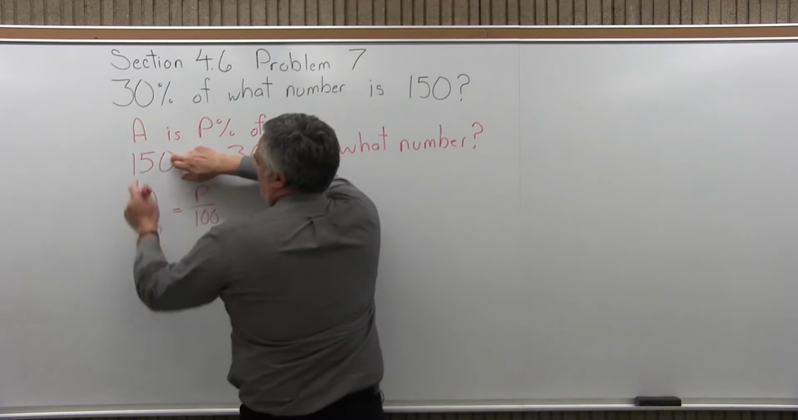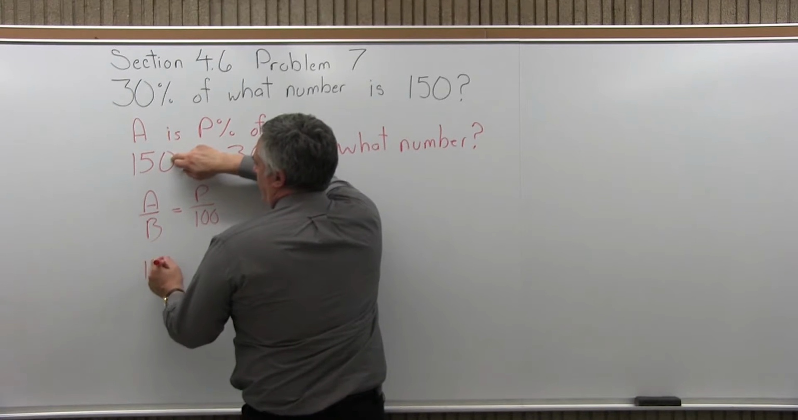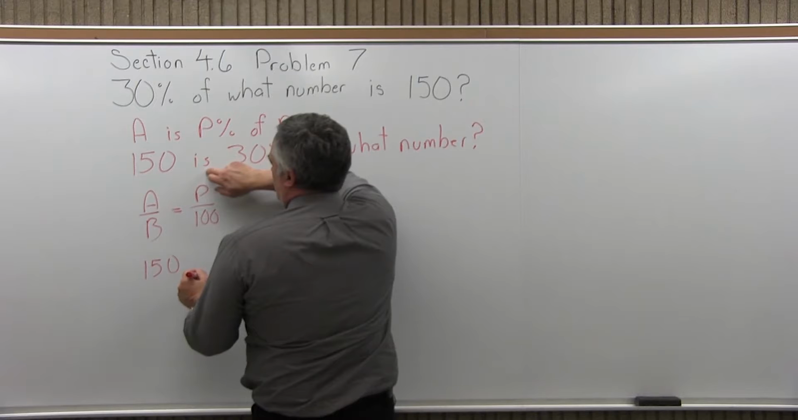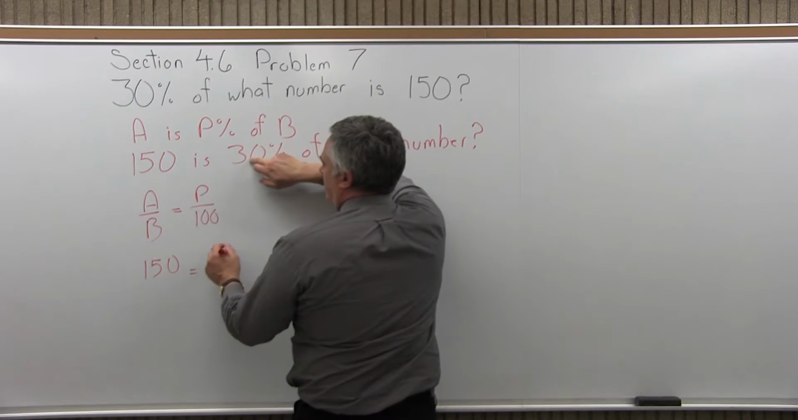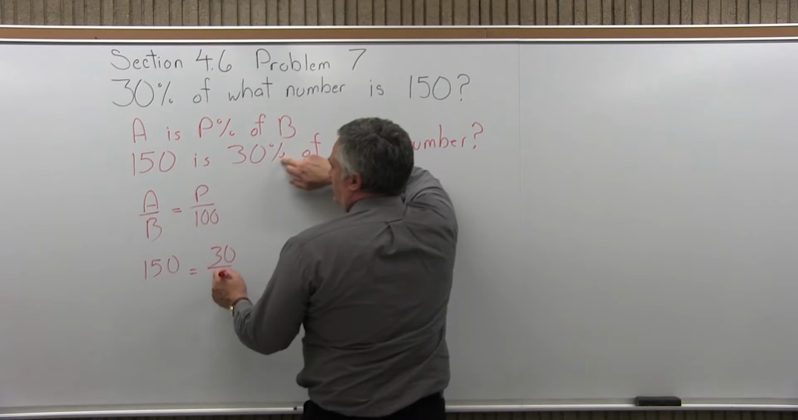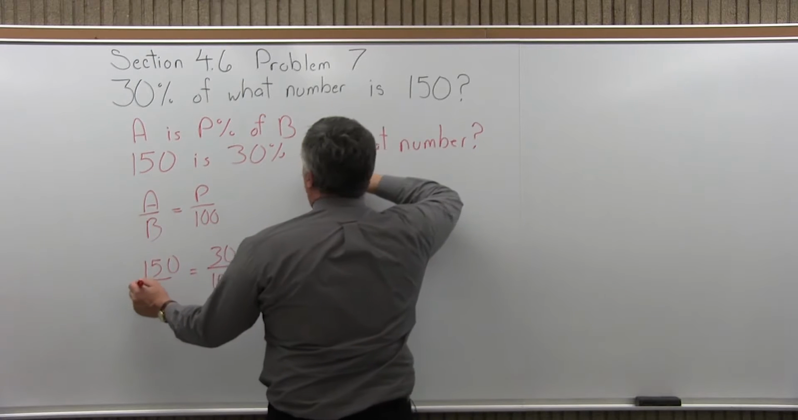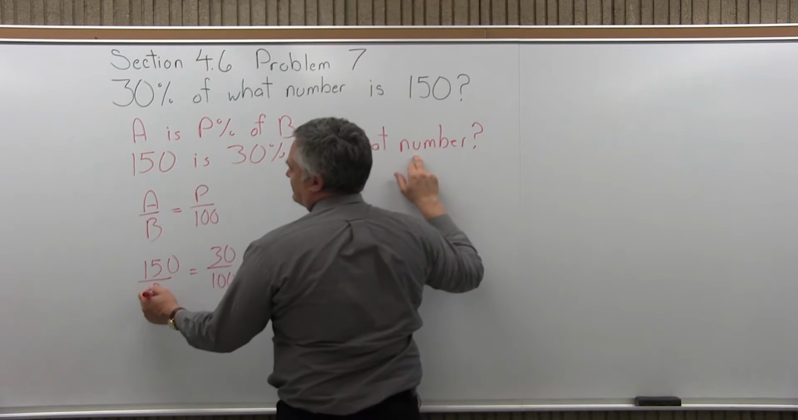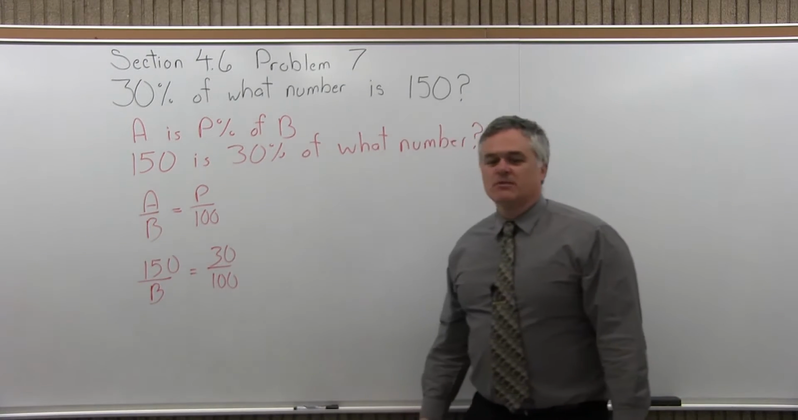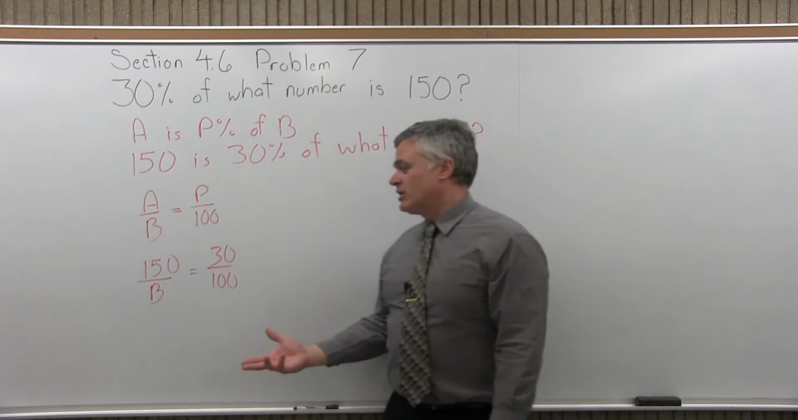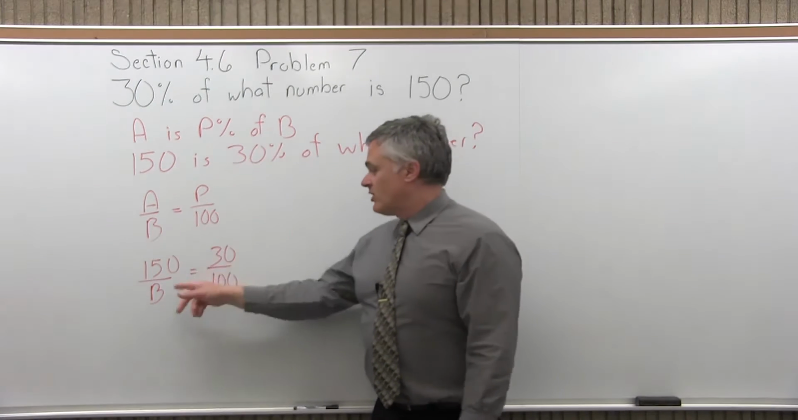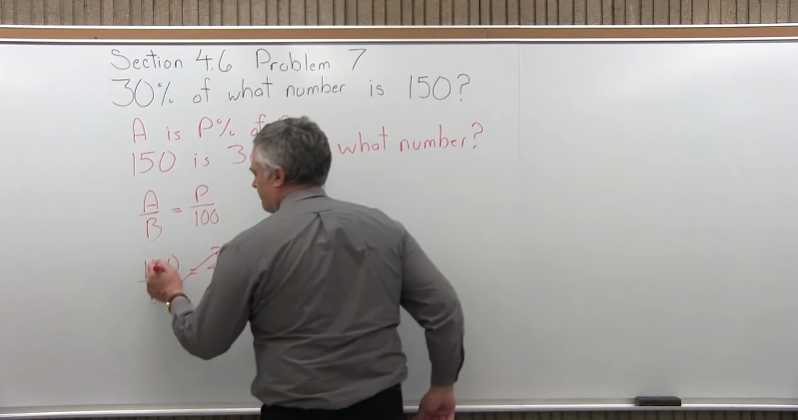So the A is the 150. Equals 30 over 100, and then of, so you come back under the 150. What number? That's the unknown. So we make it a B. So now we have an equation with one unknown. To solve for that unknown, we will cross multiply like that.